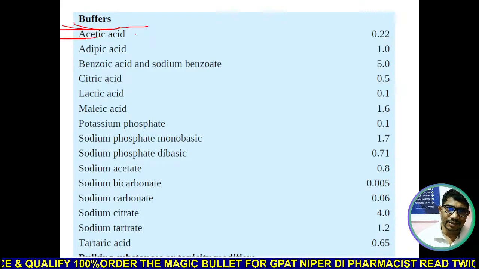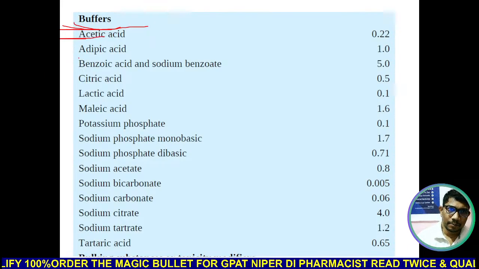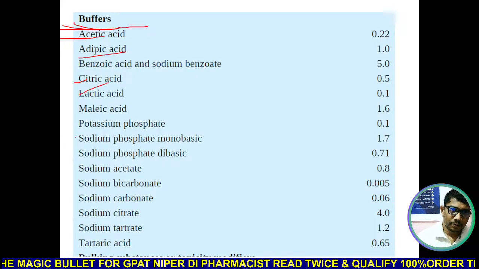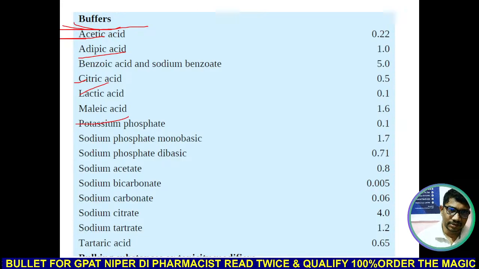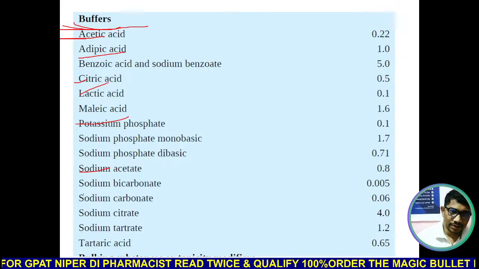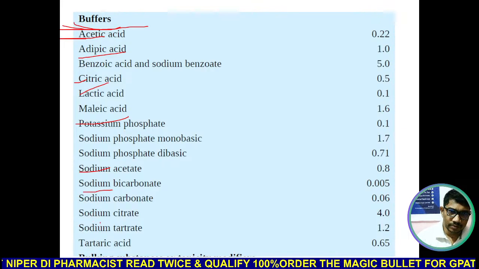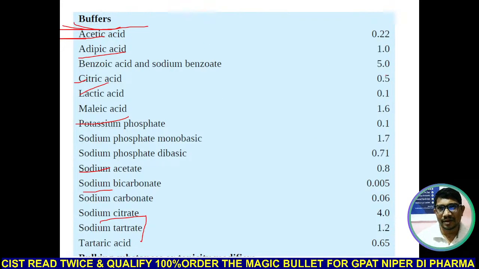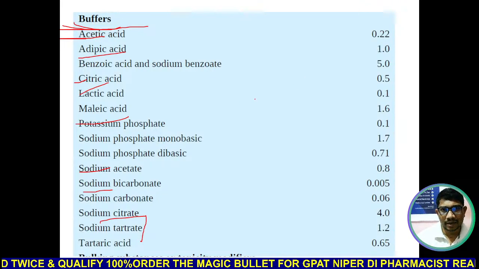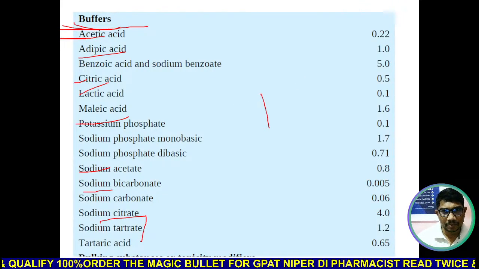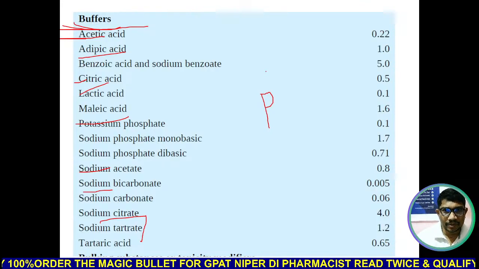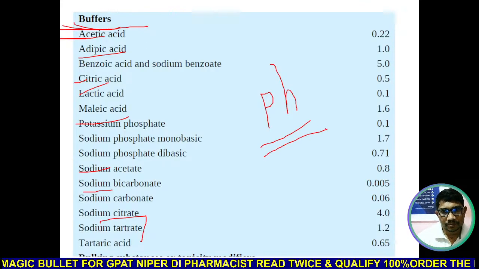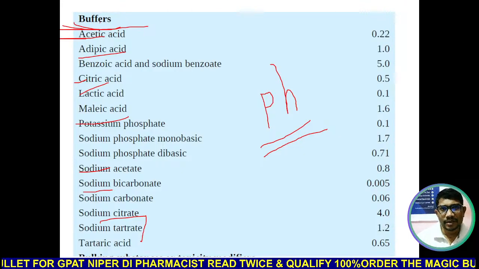So acetic acid, adipic acid, benzoic acid, sodium benzoate, citric acid, lactic acid, malic acid, potassium phosphate, sodium phosphate monobasic dibasic, sodium acetate, sodium bicarbonate, sodium carbonate, sodium citrate, tartrate, tartaric acid, all they are used as a buffer or buffering agents, right, to maintain the adequate pH. pH is very important, क्योंकि pH अगर कम ज़्यादा हो गया फॉर्मुलेशन का डिटोरिएशन भी हो सकता है ना। टू मेंटेन द pH buffers are used.